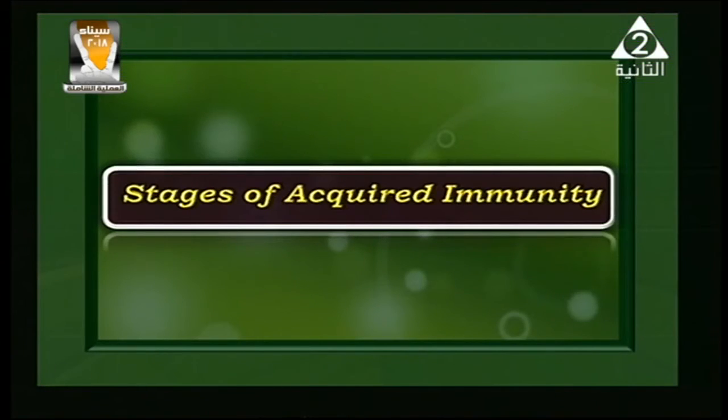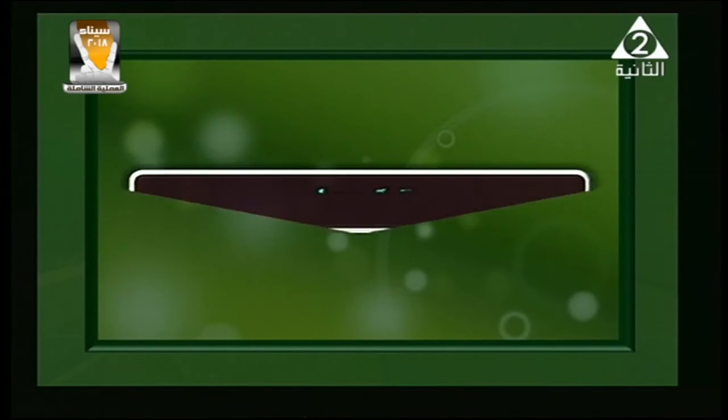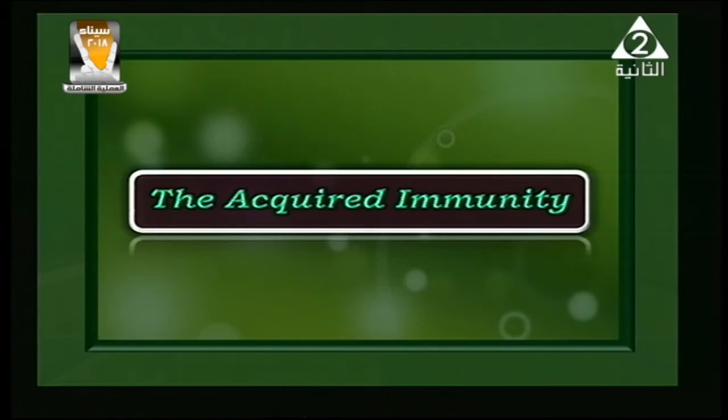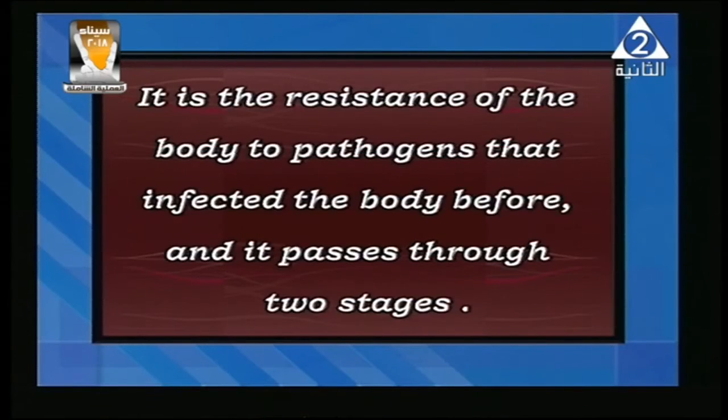Well, we have here the stages of the acquired immunity. What are the stages of acquired immunity? Actually, we have two stages. The first one is the primary immune response, and the second one is the secondary immune response. Let's start. The acquired immunity is the resistance of the body to pathogens that infected the body before, and it passes through two stages.